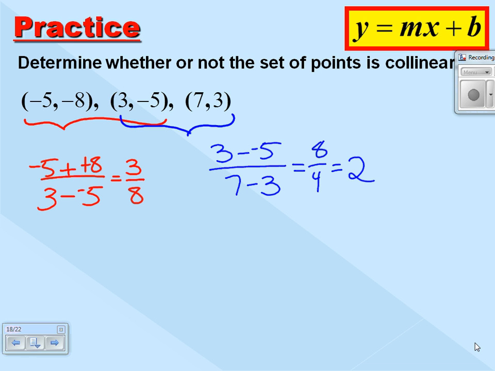Are the slopes the same between those sets of points? The answer to that is no. Are these 3 points collinear? The answer is no.